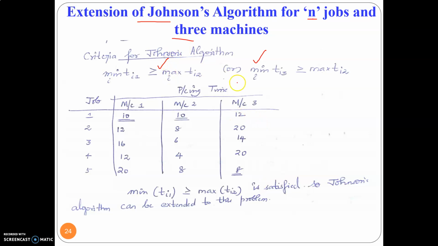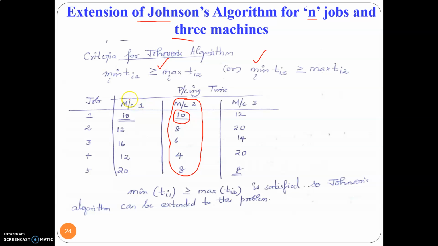Okay, let us see the criteria. The first criteria is I have to find out what is the maximum processing time in mission 2. Out of a given batch of jobs, what is the maximum processing time here? The maximum processing time is 10.